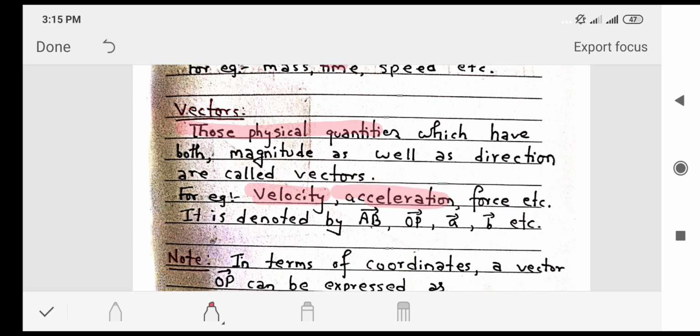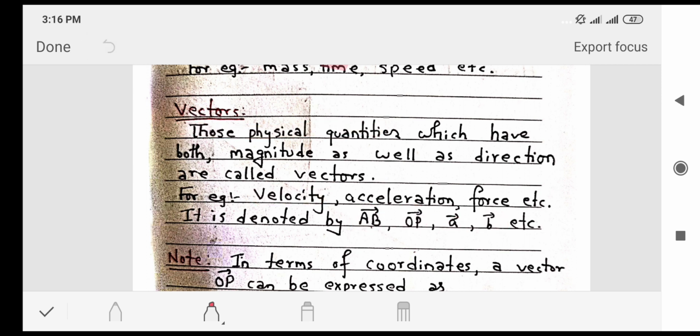Now it is denoted by, suppose AB vector, it is written as AB with one arrowhead on the top of AB. Similarly OP vector, small vector a, small vector b, are denoted by giving arrows on their heads.